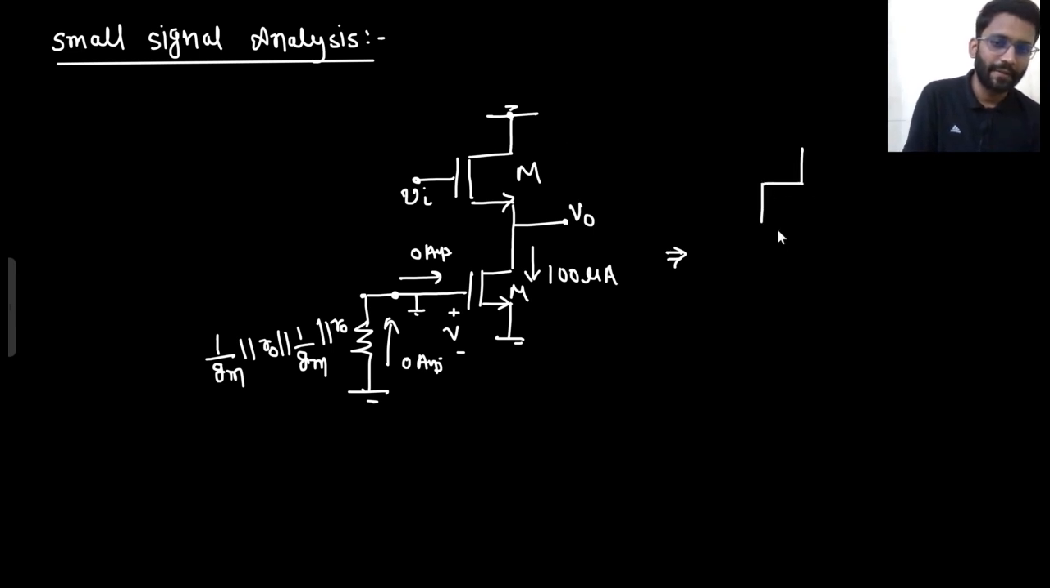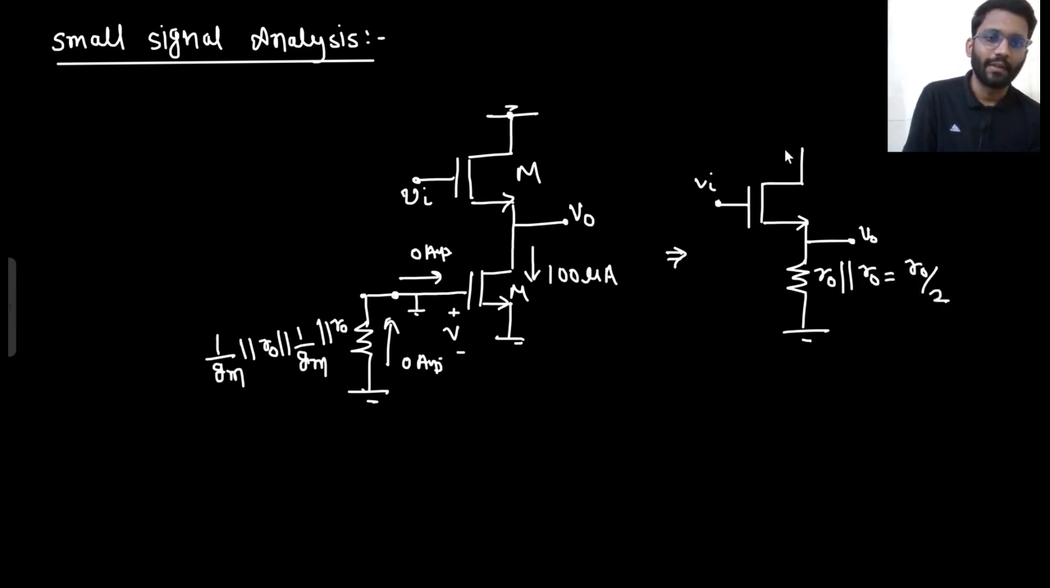So here, this is my Vin. V0 to ground, I see R0 parallel with R0. That would be R0 by 2. And this is grounded. What will be my gain now? This is 1 by Gm here. This is 1 by Gm.